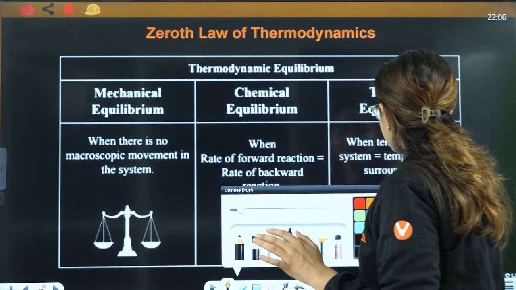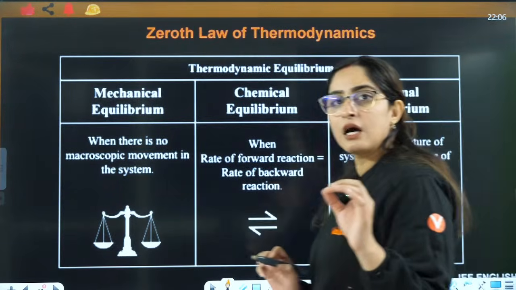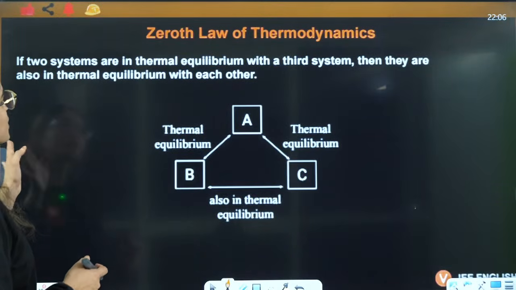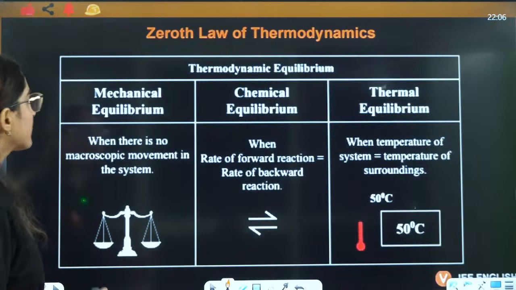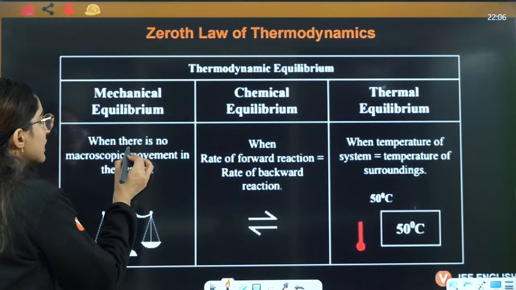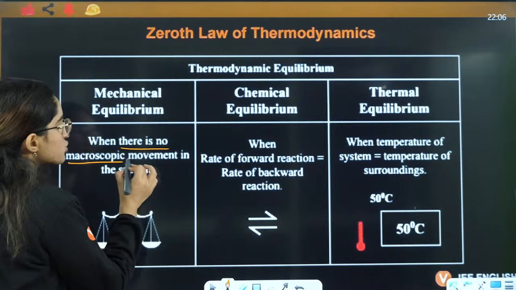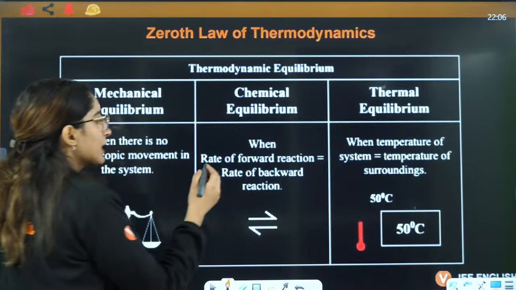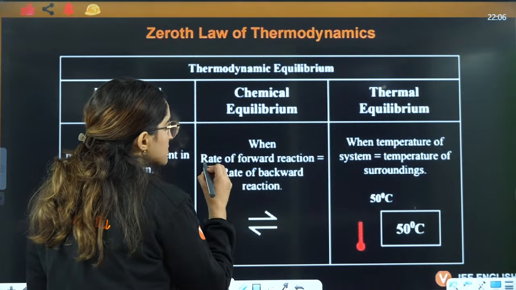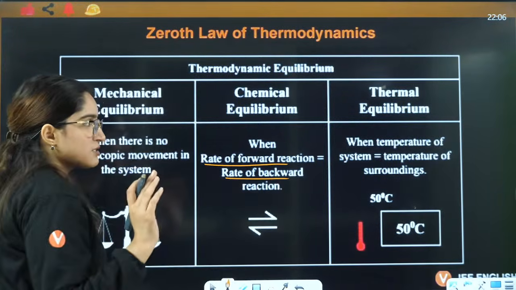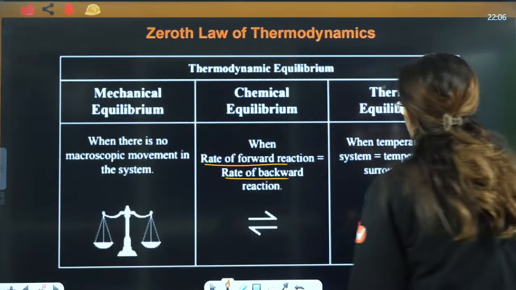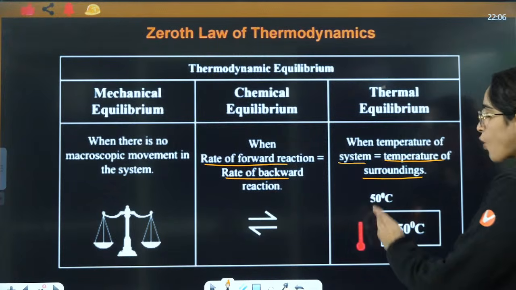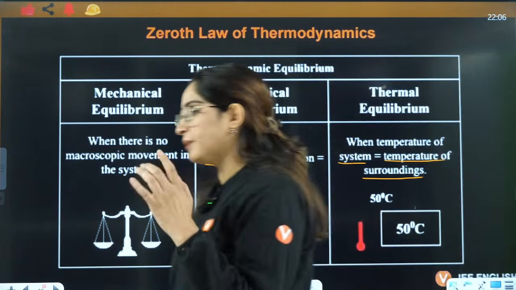Okay, yes. Now, as I told you, thermodynamical equilibrium, what do you mean by that, right? So what is thermal equilibrium? See, mechanical equilibrium means there is no macroscopic movement in the system. Movement is not there that we can see, right? Chemical equilibrium means the rate of forward and backward reaction is the same. Thermal equilibrium means the temperature of the system is equal to the temperature of the surrounding. That is called thermal equilibrium.